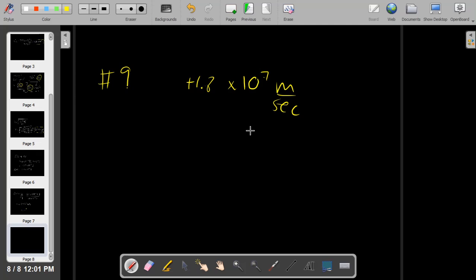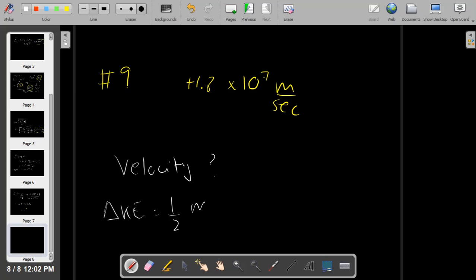Okay. So what's going on here? What are they asking? This is very similar to the previous problem. They're asking for the velocity. Velocity is our question. Remember that velocity comes from your kinetic energy. So you can find it right there.